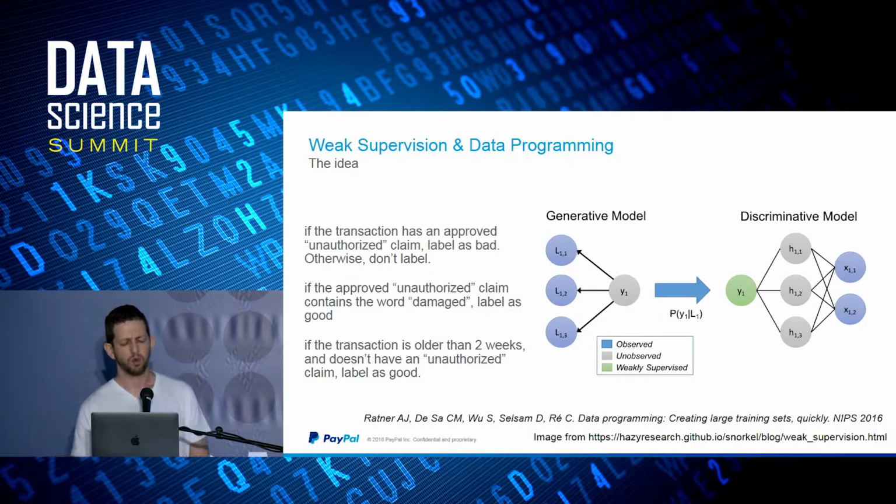Now, one can ask, why do we need two different models? At this point, after we've trained the generative model and we have an estimate of the probability of the transaction being good or bad, why can't we just use the output of this model?